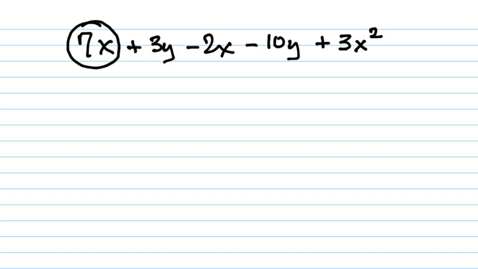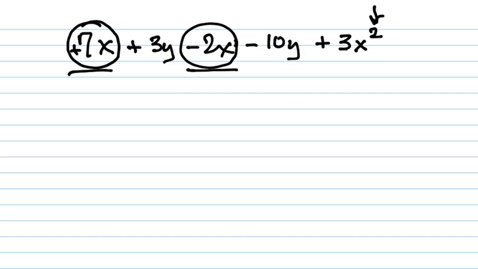If looking across, do I have any more x terms? Yes, I do. What is it? Negative 2x's. Good. Do I have any more x terms? Well, what about that positive 3x squared? Yes, there you go. Because of the index or the exponent, that makes it a different kind of term, right? So they're not like terms.